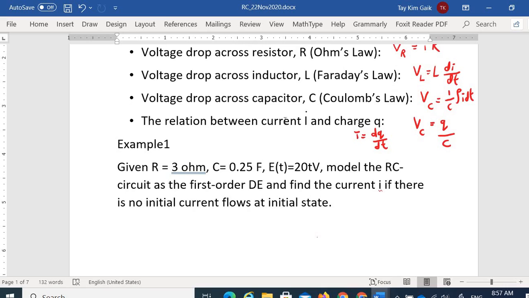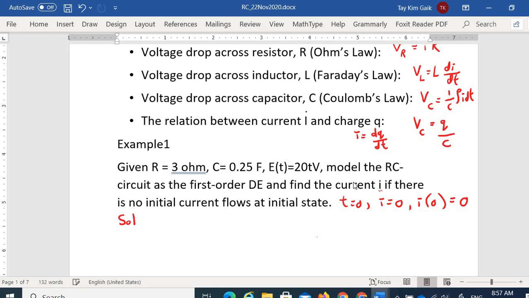So for example, given R is 3 ohm, C is 0.25 farad, E(t) is 20t volt, model the RC circuit as a first order differential equation and find the current I if there's no initial current flowing at the initial state. Meaning when t is 0, there's no current, so I will be equal to 0. Or sometimes they put it in the form I(0) equal to 0. The same meaning: at t equal 0, I equal to 0.